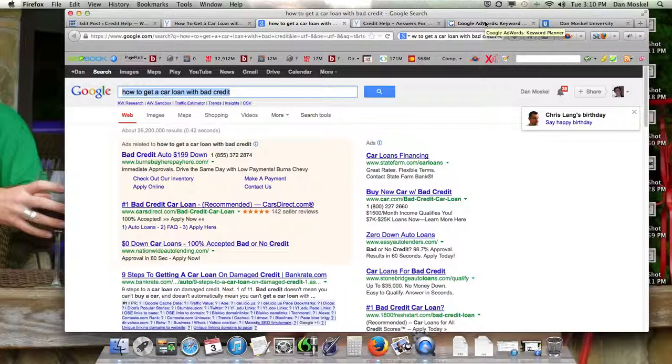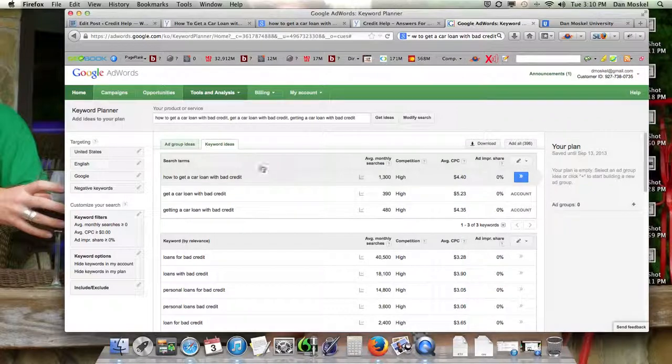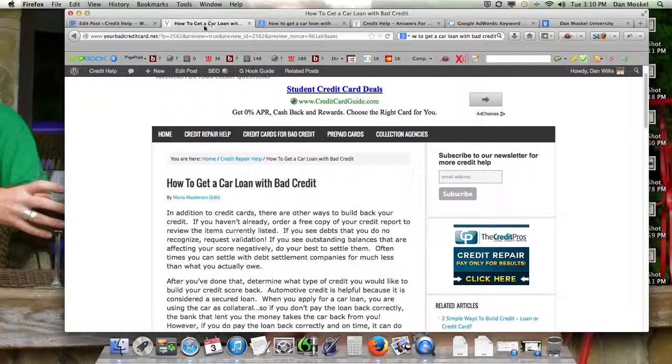It's a keyword term. And as a side note, some of the other terms we want our page to rank for would be get a car loan with bad credit, getting a car loan with bad credit. These have 390 average searches every month, and then 480, and that's just in Google. But the title of our page, our main term, the big money term, is how to get a car loan with bad credit. So let's go ahead and look at this article.